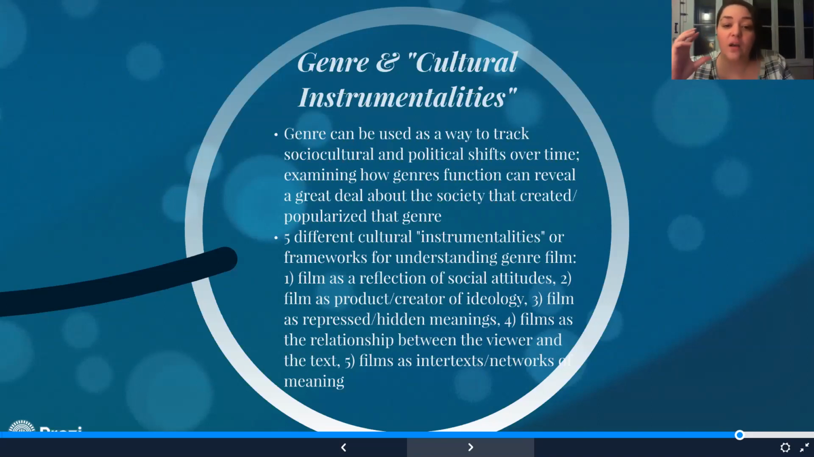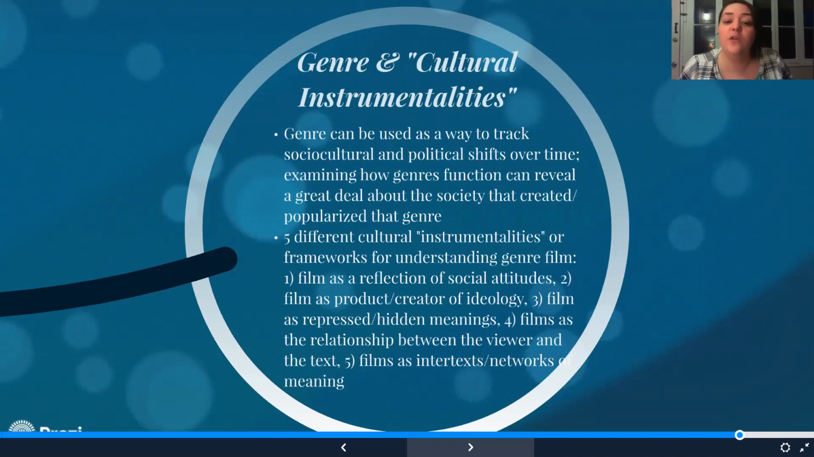So, 5 different ways to understand genre. 1, you can understand film as a reflection of our social attitudes. Film tells us things about ourselves. It's a mirror. You can think about film, number 2, as a producer or a creator of ideology. Rather than reflecting what's already there, it actually creates our understanding of the world around us, right? It doesn't just reflect, but creates.